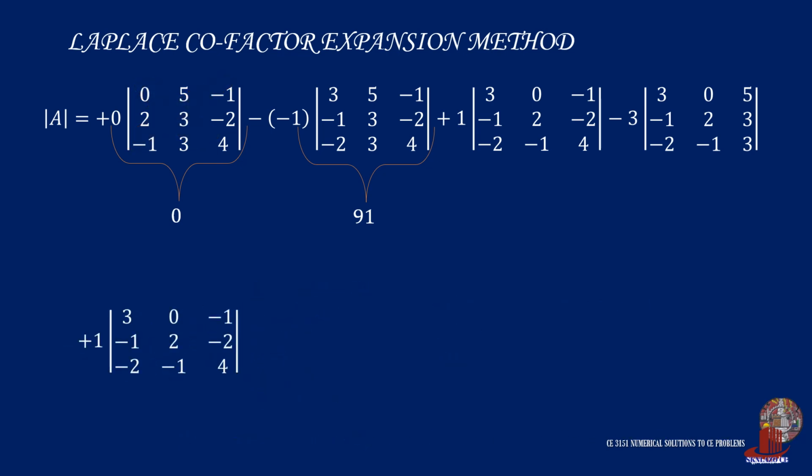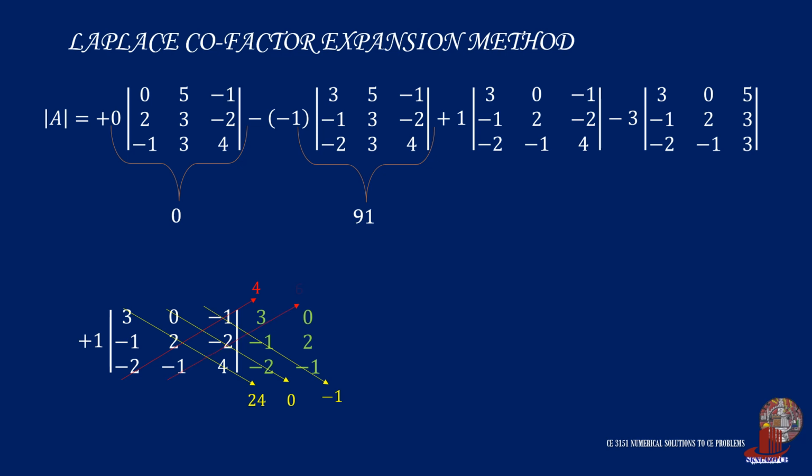The third term has 1 as a scalar, and the diagonals contain the elements 3, 2, and 4 to have the product of 24. Next are 0, -2, and -2 multiplied as 0. Then -1 times -1 with another -1 to have -1. The negatives are computed as -2 times 2 times -1 to have 4.